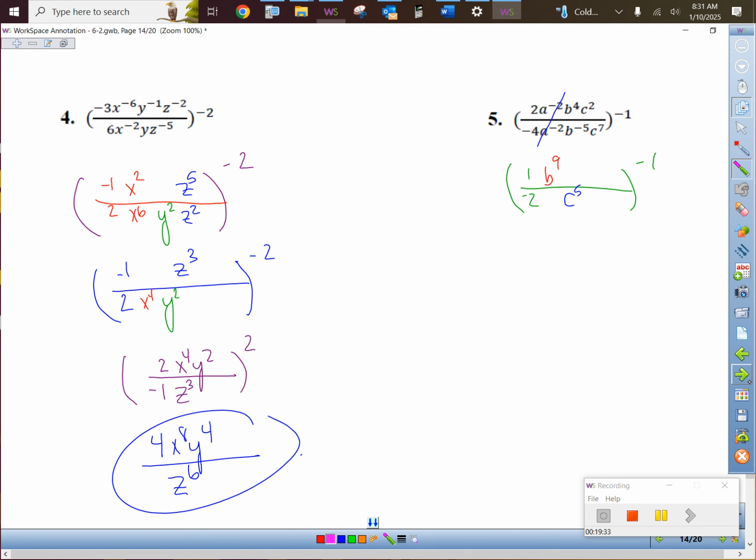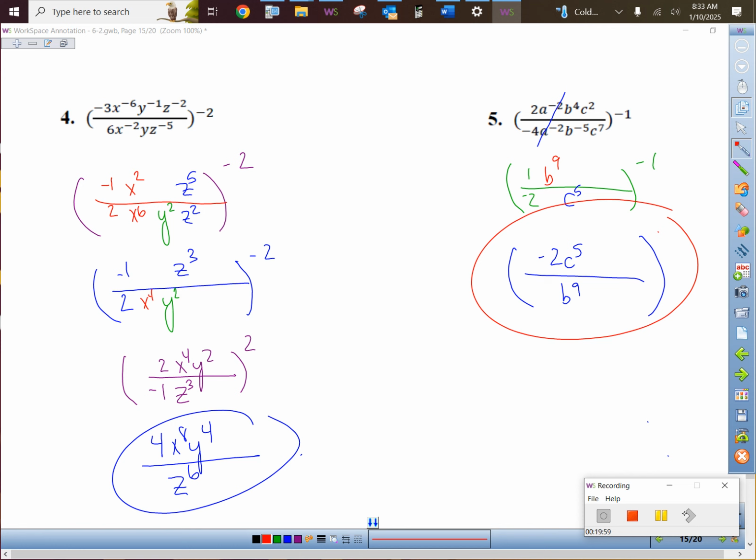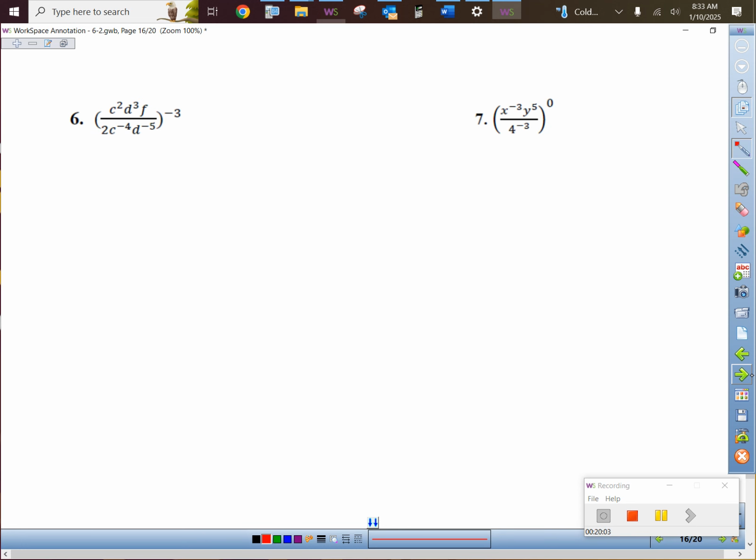So I cleaned up the inside. I heard a lot of people keep saying the A's cancel out. They do. The A's cancel out. And then now that you got the inside all cleaned up, reciprocate using that negative part, and then you'll be raised to the +1, which means that's your final answer. Got a few more. We'll just keep going.